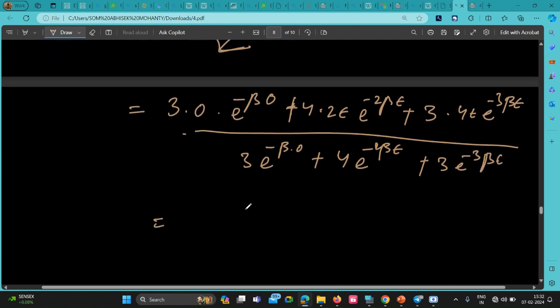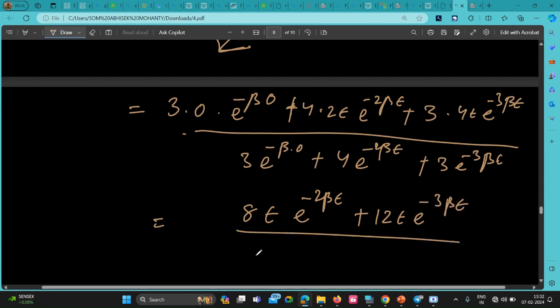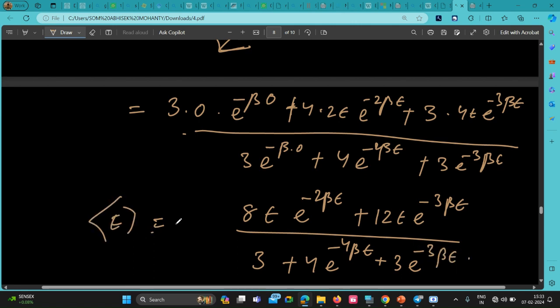So this is 0, this is 8 epsilon e to the power minus 2 beta epsilon plus 12 epsilon e to the minus 3 beta epsilon, whole divided by 3 plus 4 e to the power minus 4 beta epsilon plus 3 e to the minus 3 beta epsilon. That will be the average energy. Is that alright?